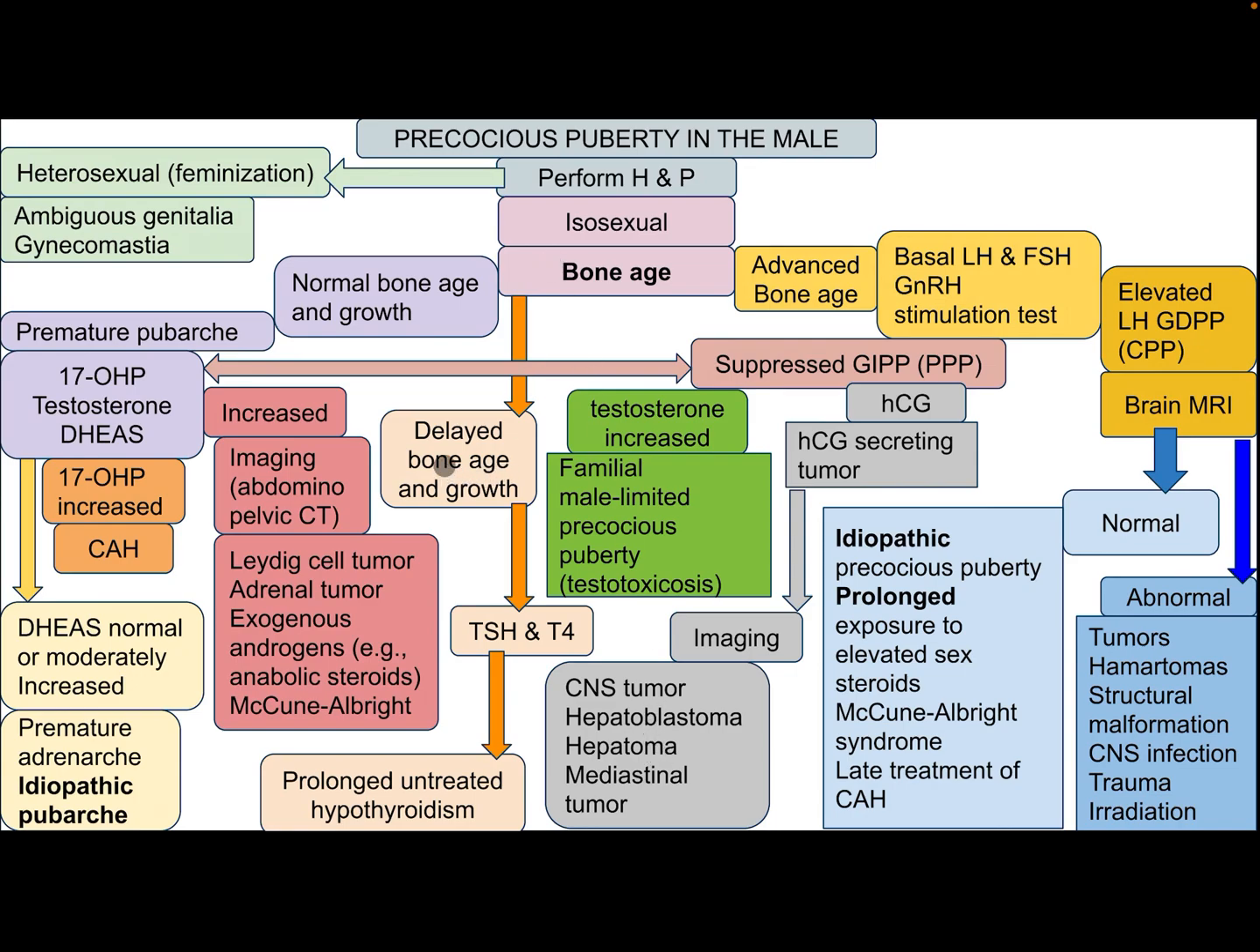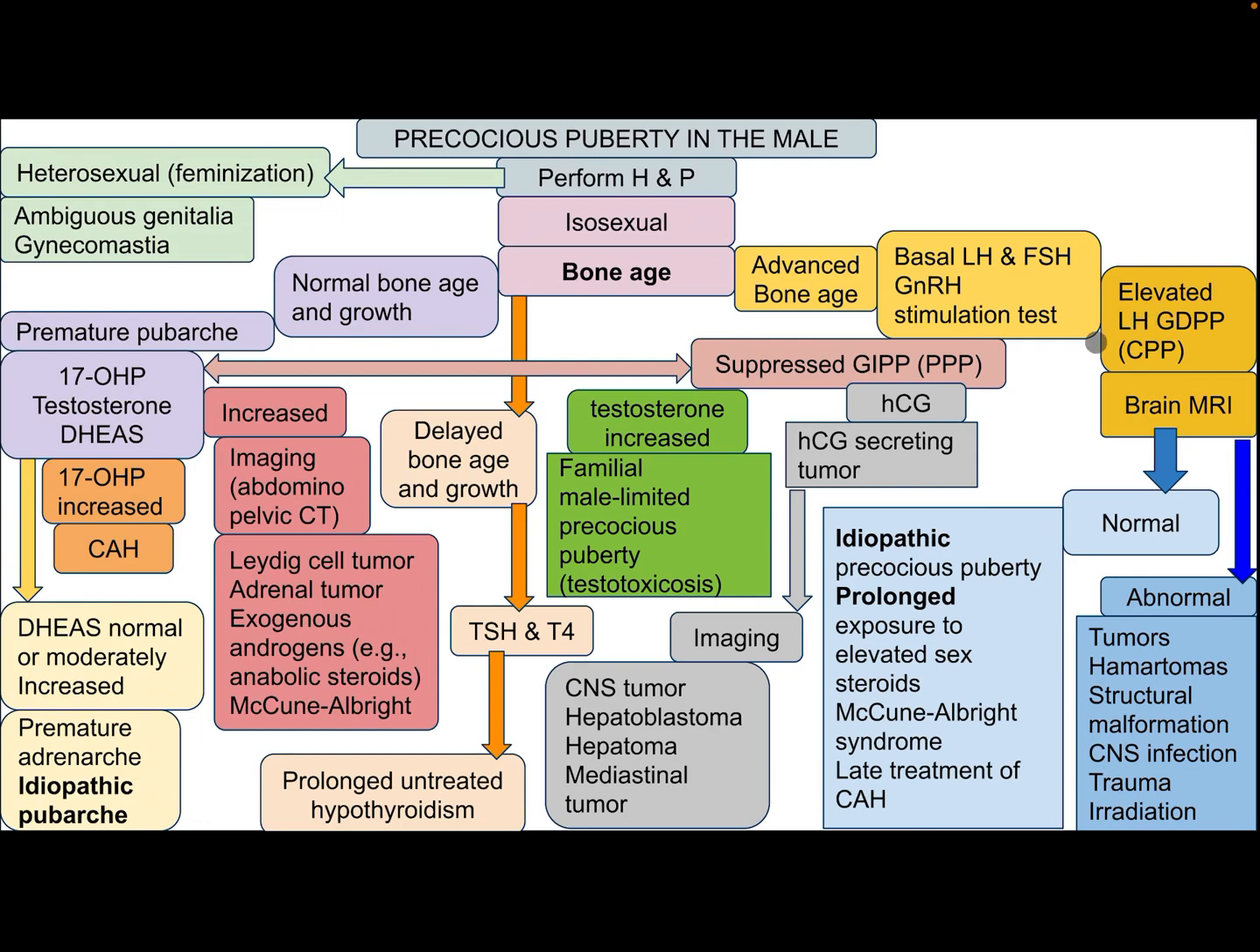If the bone age is delayed, bone age and growth, this is hypothyroidism. Patient needs TSH and T4. This is prolonged untreated hypothyroidism. If it is advanced bone age, patient needs basal LH and FSH and gonadotropin releasing hormone stimulation test. If it is suppressed, as we mentioned, this is peripheral precocious puberty, and we mentioned this investigation and this investigation.